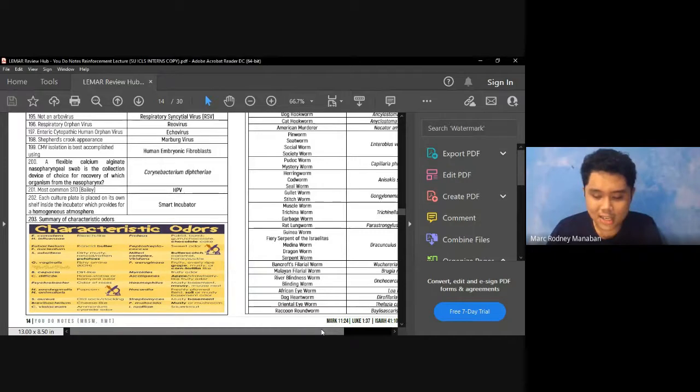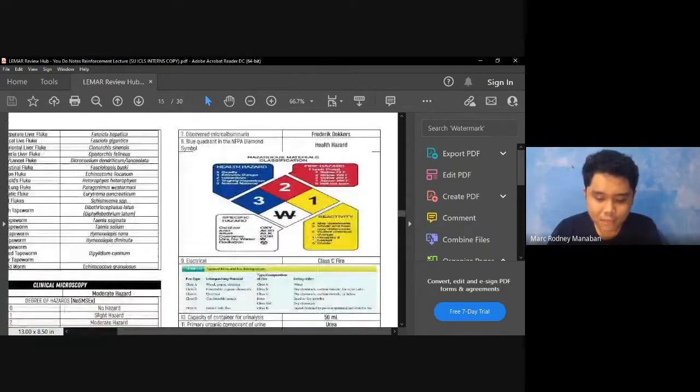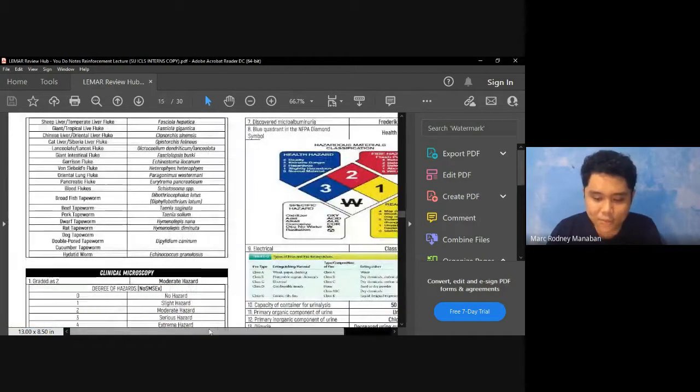And of course, the common names for parasites. I have emphasized this since we started parasitology, so memorize or familiarize them. It's worth one point. If I ask what is the common name of Capillaria or pudoc worm, you should answer straight away. Press the buzzer again. That's the end of our main reinforcement lecture.